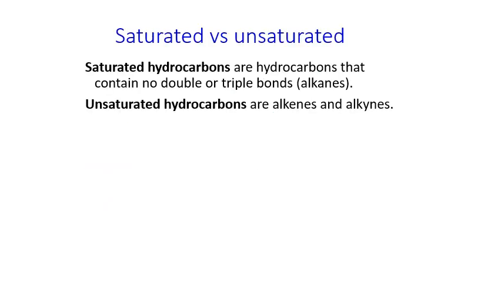And basically, this discusses the concept of saturated and unsaturated hydrocarbons. Saturated hydrocarbons are hydrocarbons that contain no double or triple bonds, so the alkanes. Unsaturated hydrocarbons are the alkenes and the alkynes, because they can contain double or triple bonds.